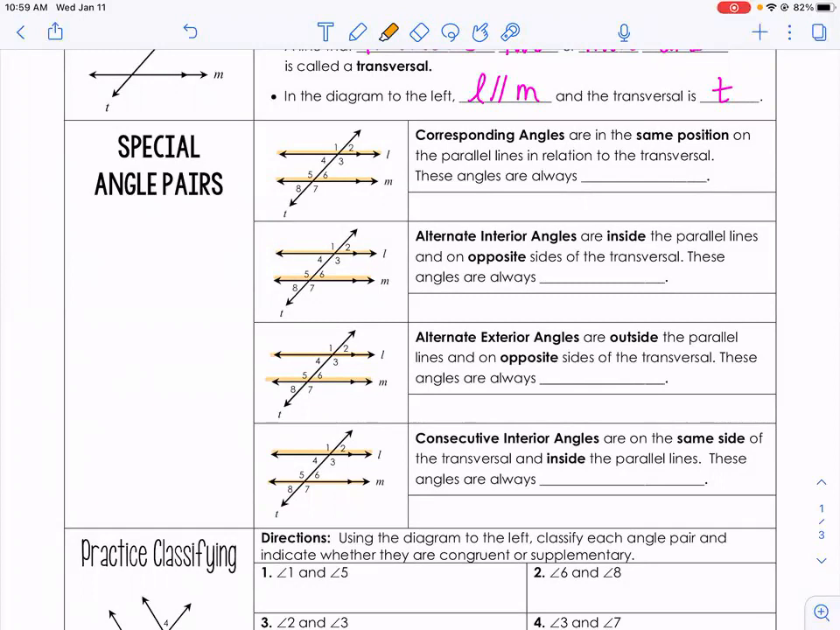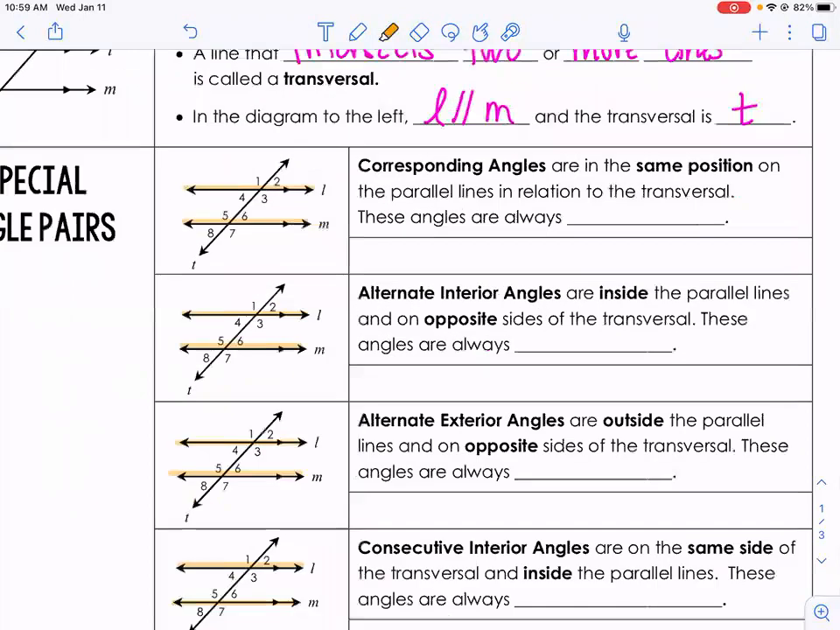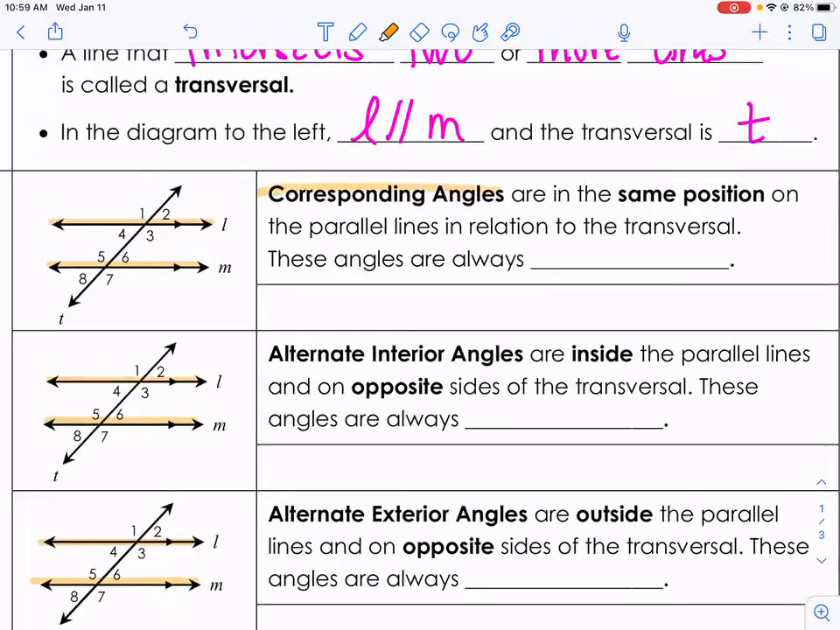Okay, so we have 4 vocabulary words that we have to figure out. With that same highlighter, I want you to highlight the word corresponding angles. And what it means is they're in the same position. We're going to talk about that tomorrow.